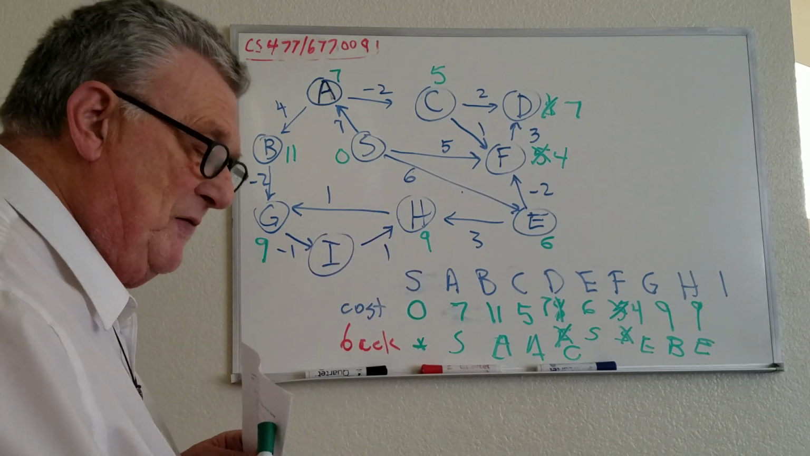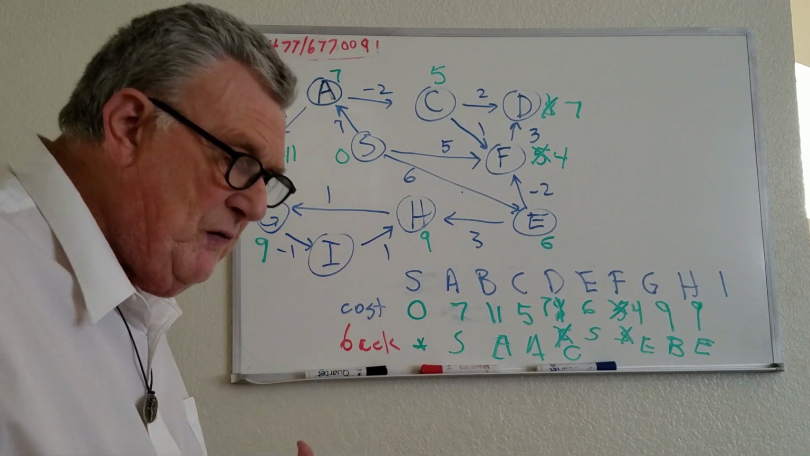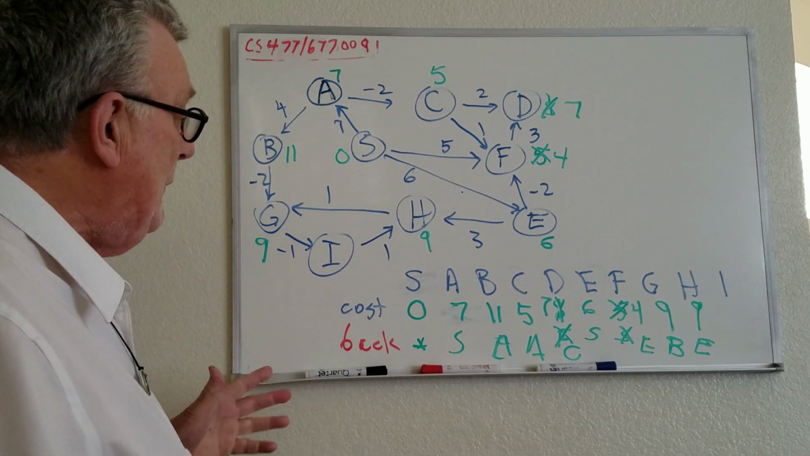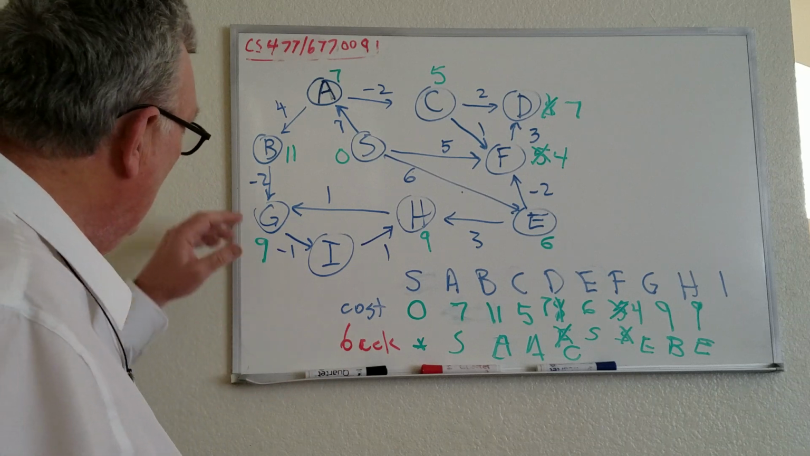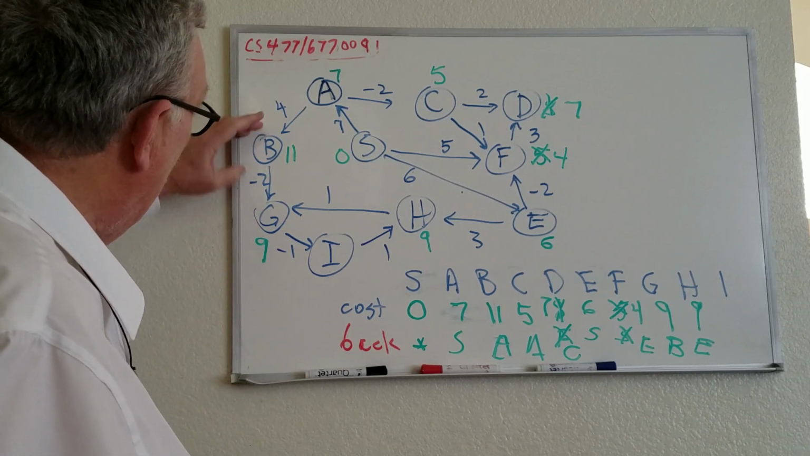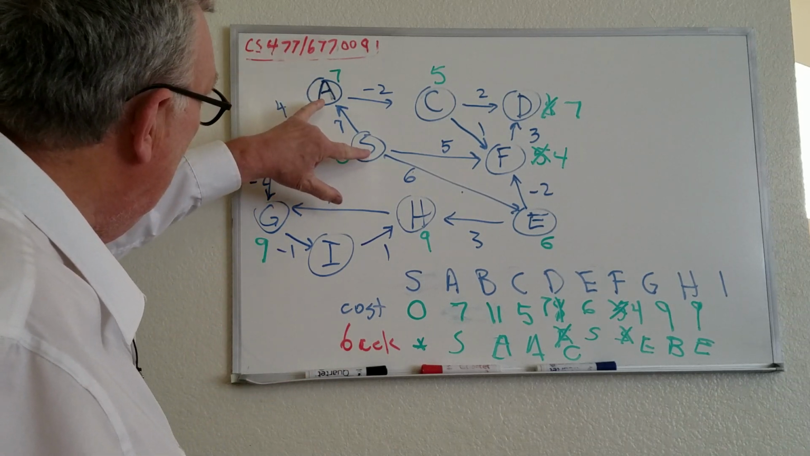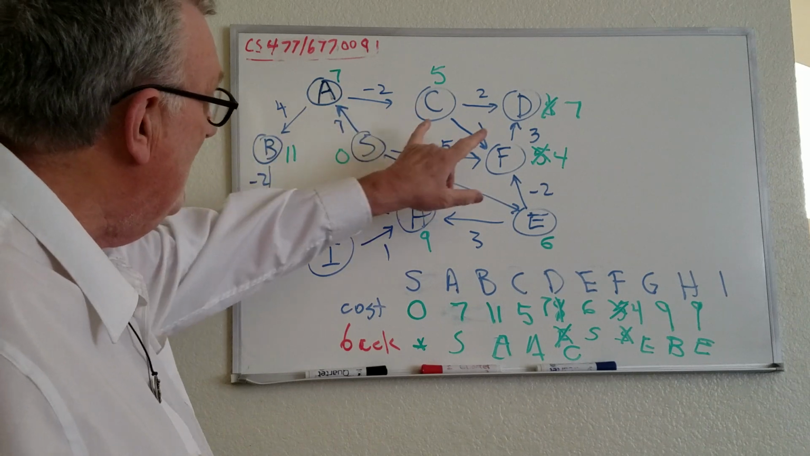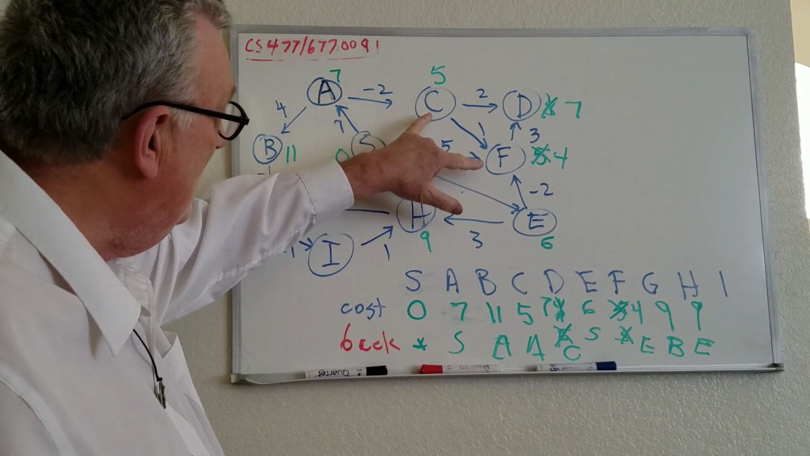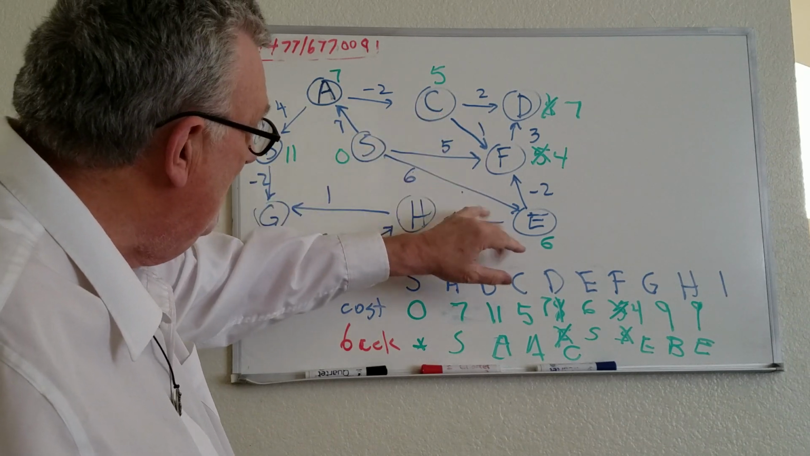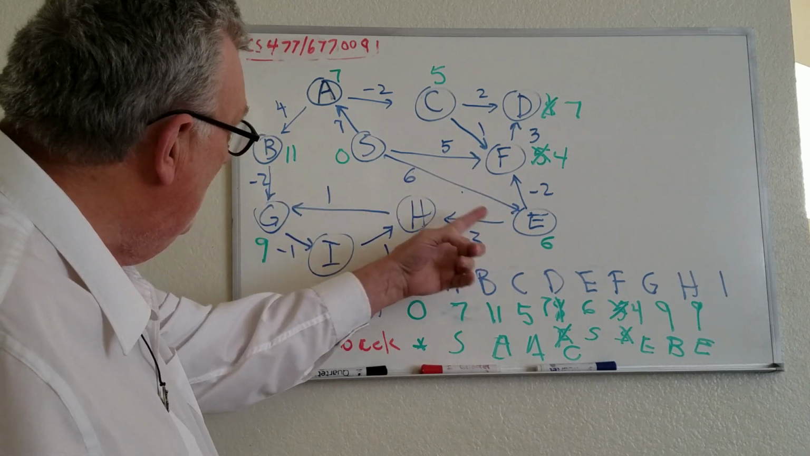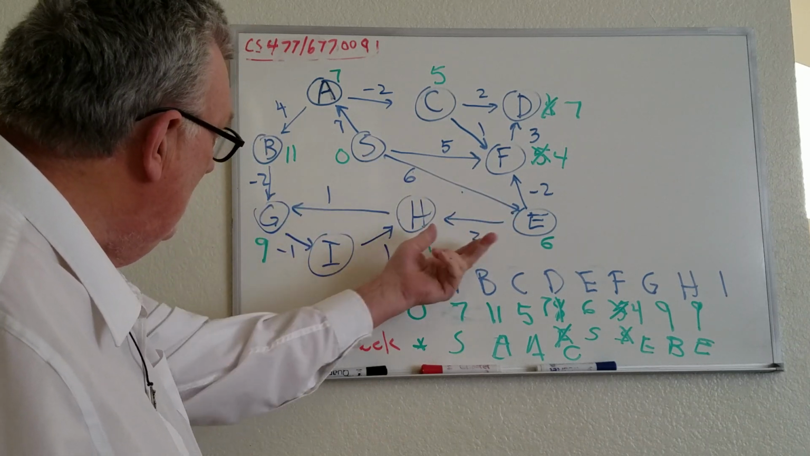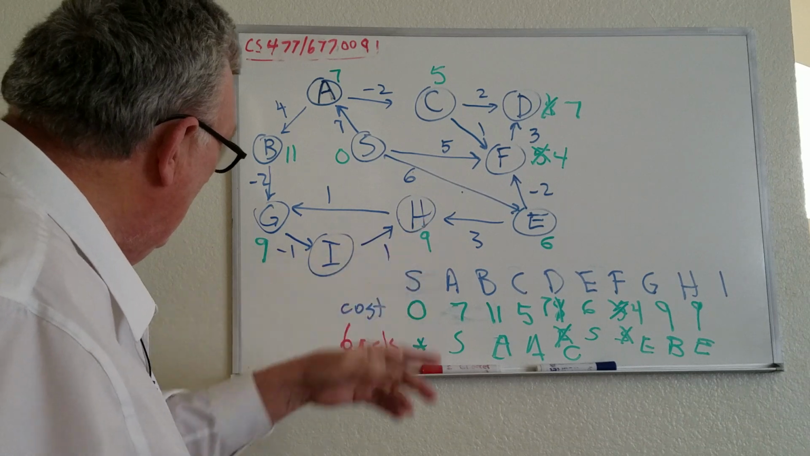But we did make some changes, which means we have to do it again. We stop when there are no changes. All right, now we'll check every edge here. 7, this is minus 2, 5. This works. This, no change there, no change there, no change there.